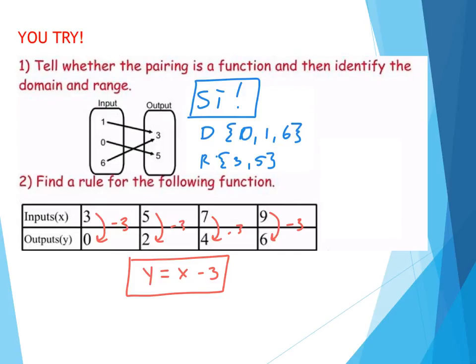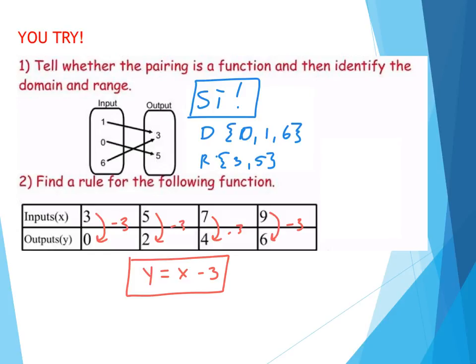That makes sense. Now, domain and range. Domain is all the inputs. So I have here 1, 0, and 6, with my squiggly brackets. Notice how I wrote 0, 1, and 6. I put them in numerical order. My range, squiggly brackets, I have 3 and 5. So that's my domain and range, all my inputs and all my outputs.